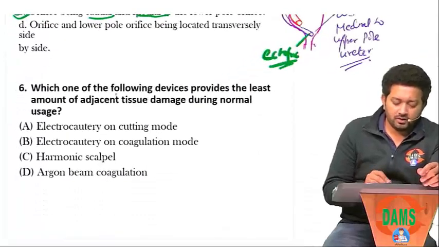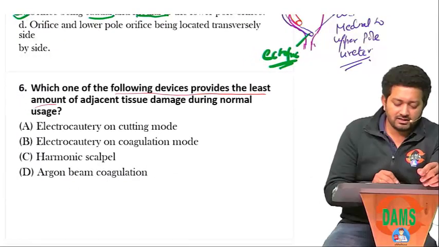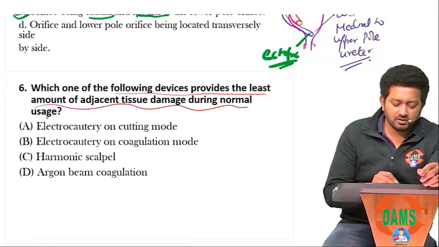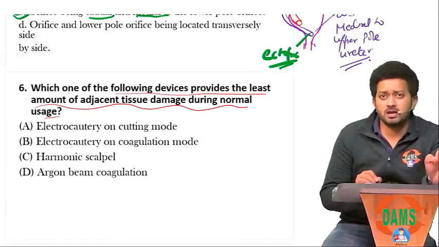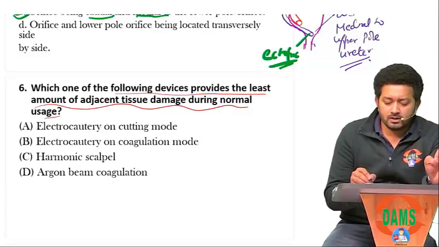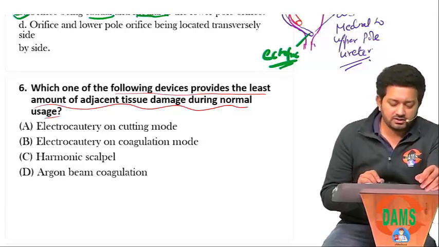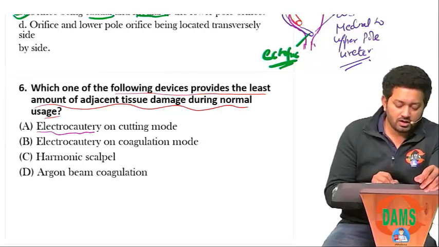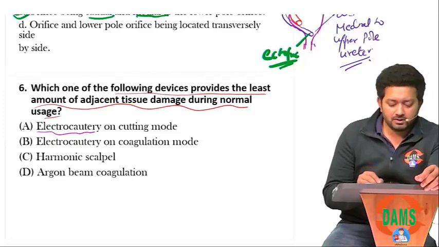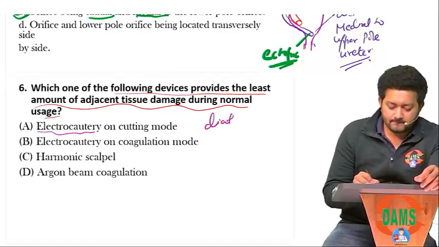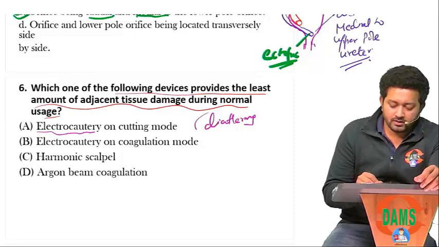Which of the following devices provide the least amount of adjacent tissue damage during normal usage? So this is about the energy source during the surgery. We use many types of energy sources. Electrocautery is a diathermy. There are 2 types.